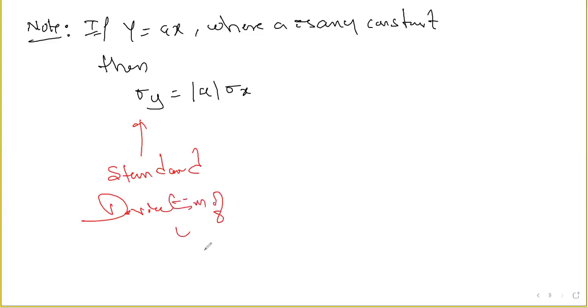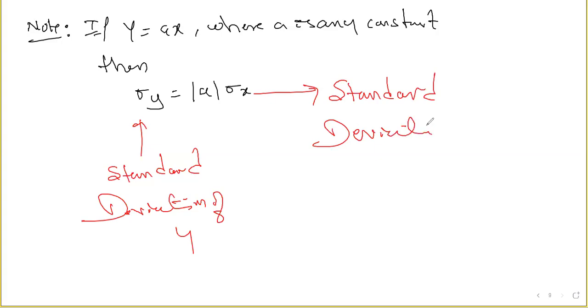Standard deviation of y. And sigma x is nothing but what? Standard deviation of x, right? So depending upon this note, we have the next example. If x is any random variable with variance sigma square x and standard deviation sigma x, then standard deviation of y is nothing but modulus value of a times standard deviation of x.